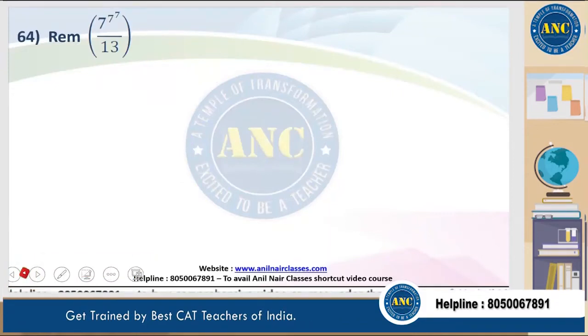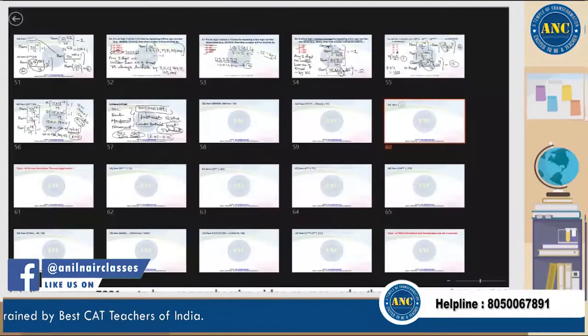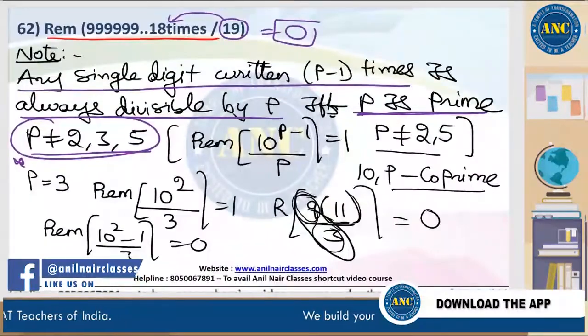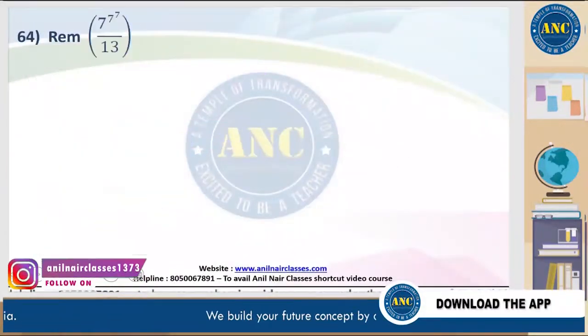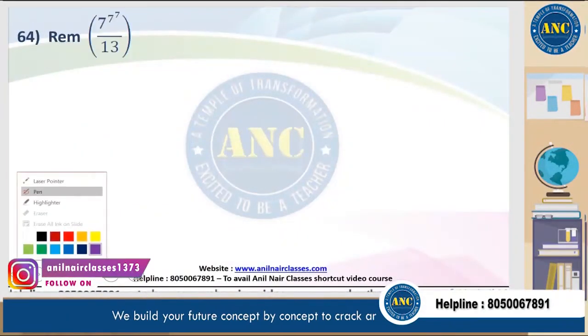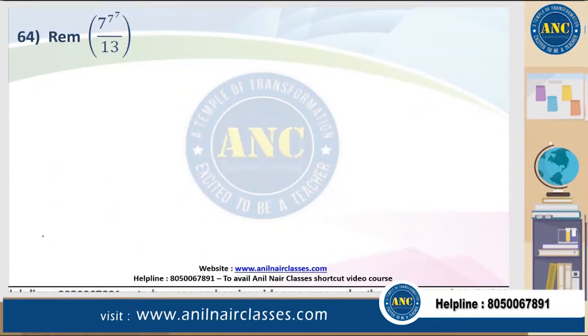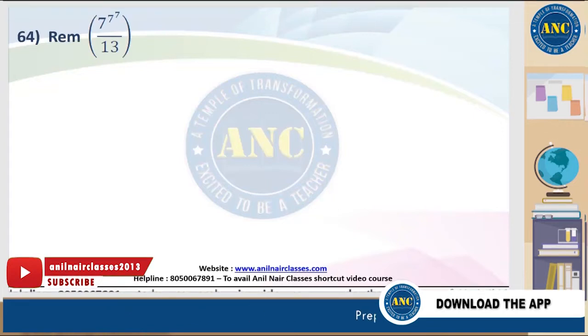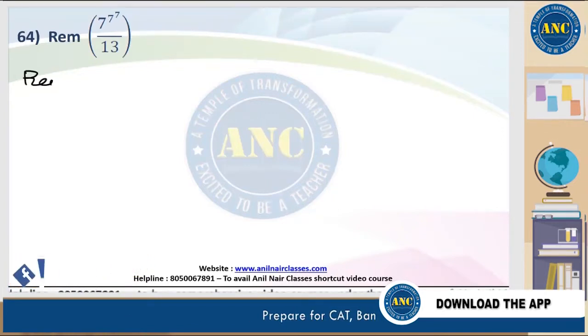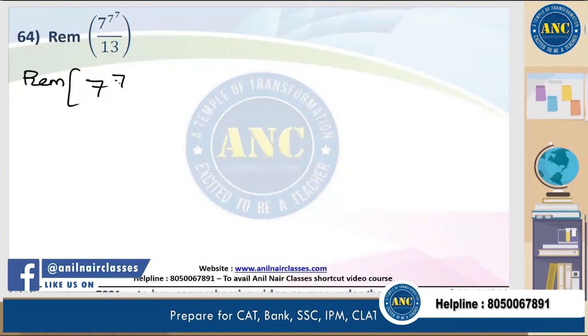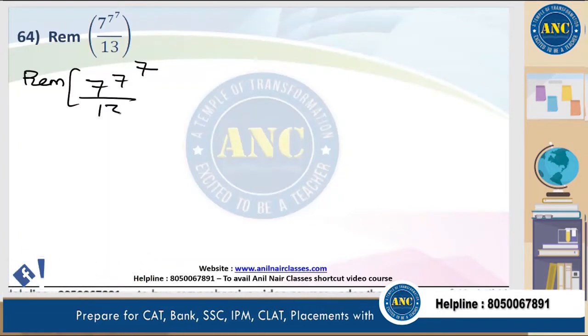Now another question. Another good question it is. You might have seen this question on many websites. Remainder of 7 power 7 divided by 13. So we will use Fermat's theorem because the denominator is a prime number.